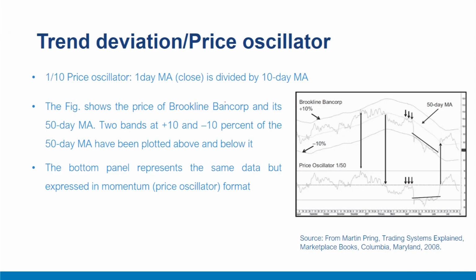The construction of this measure, the trend deviation or price oscillator, is simple. You have in the numerator a certain period MA divided by a longer duration MA. For example, it can be a 1/10 price oscillator, which is 1 day MA divided by 10 day MA.